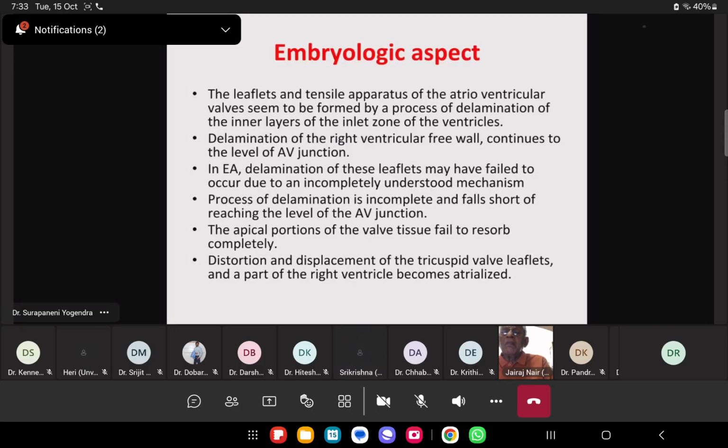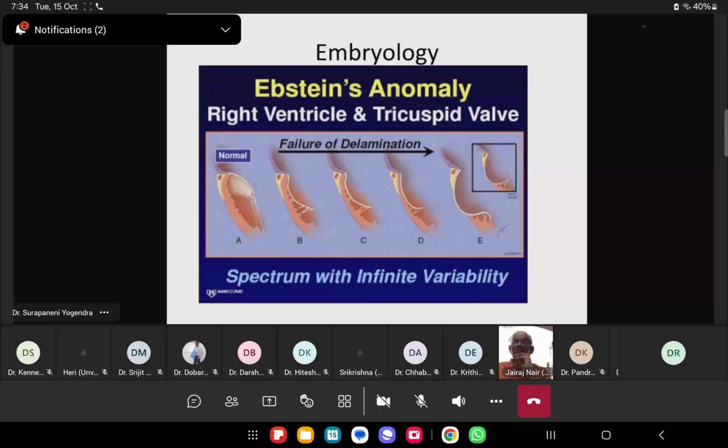The process of delamination is incomplete and falls short of reaching the level of the atrioventricular junction. Apical portions of the valve tissue fail to resorb completely. Distortion and displacement of the tricuspid valve leaflets occur, and a part of the right ventricle becomes atrialized. So there is a spectrum of Ebstein's anomaly with an infinite variability from normal to very severe.